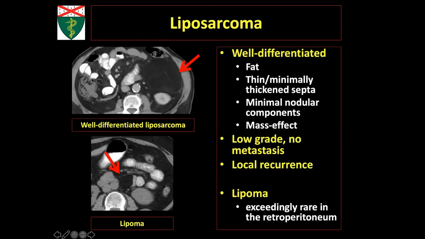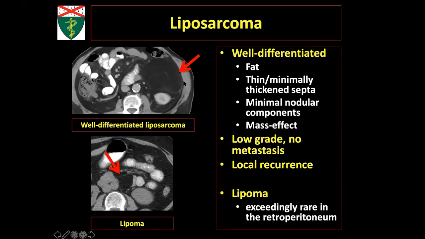So liposarcomas, well-differentiated, are the most common, and as you can imagine on imaging, they contain fat. Mostly composed of fat. They may have a few septations, but if they're present, they will be very thin. We're talking about millimeters, hairline thin. They may have a few nodular components, but again, the nodular components are going to be small, typically less than a centimeter, and it'll exert mass effect upon the organs around it. I mentioned it's a very low-grade tumor and it does not metastasize. The only problem is if you don't get tumor-free resection margins, there's a good chance of local recurrence. You do need to monitor these patients periodically, even once resected.